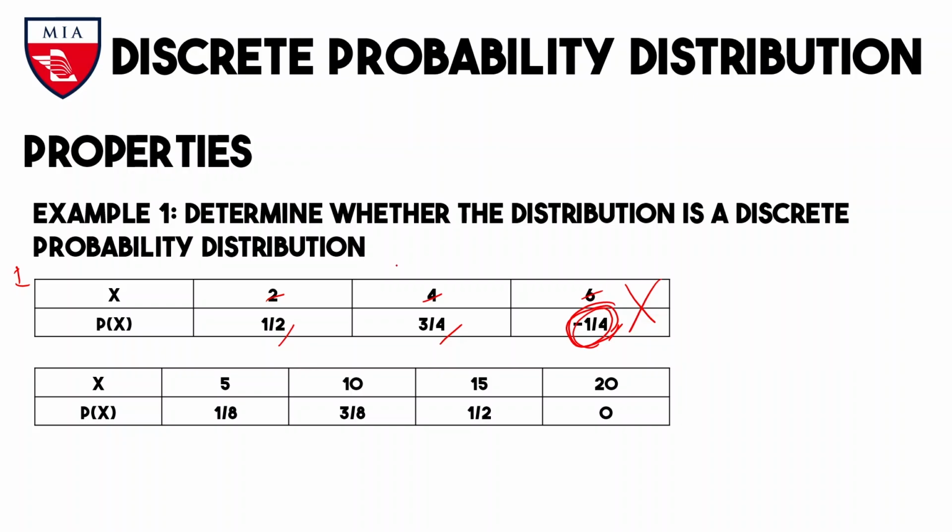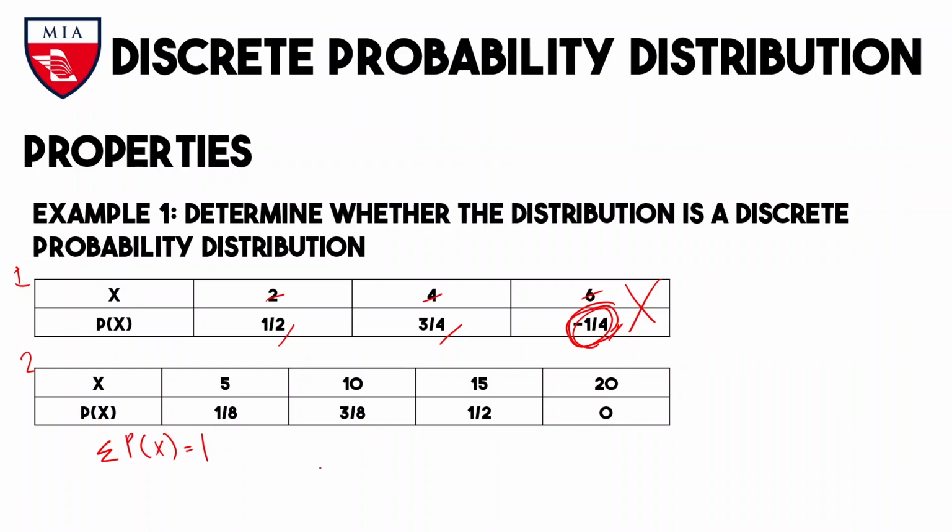Second table. Based on our property number 2, the summation of all probabilities is equal to 1. So let's check if this table sums to 1.